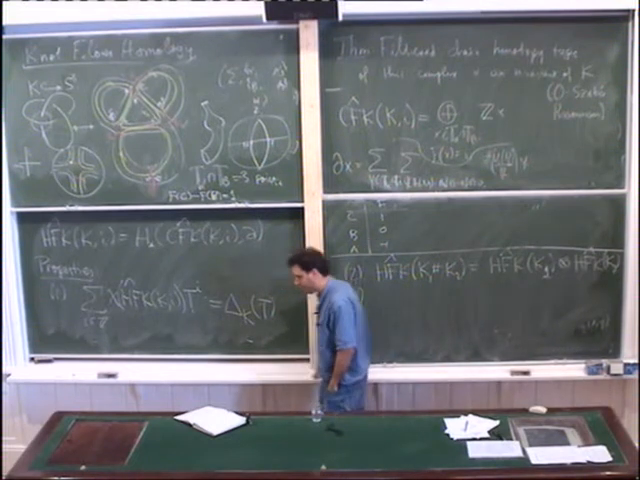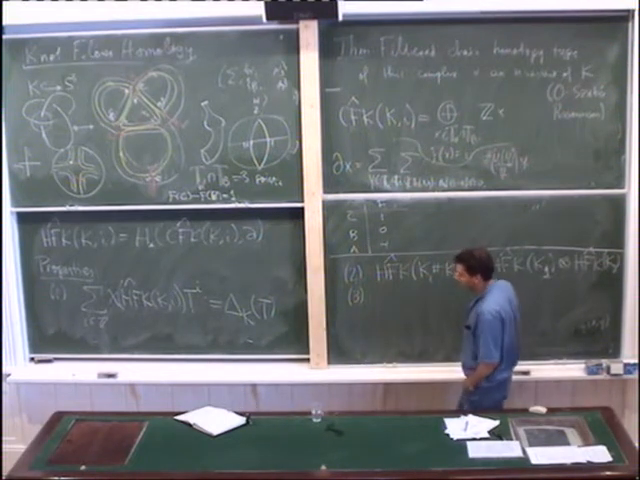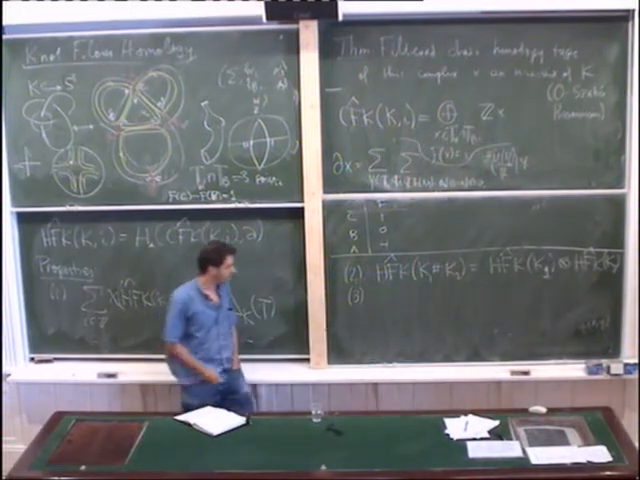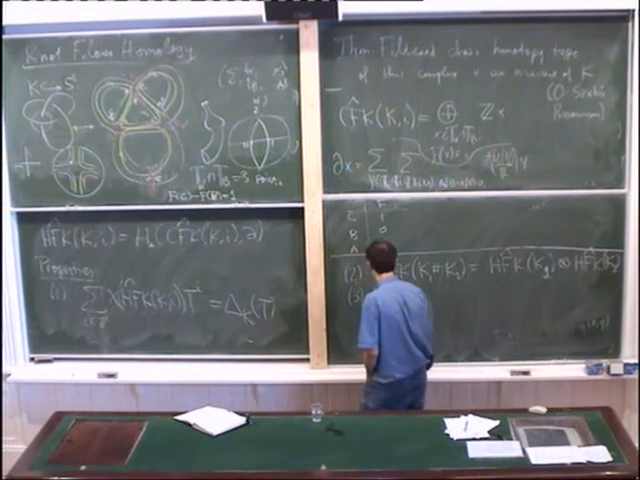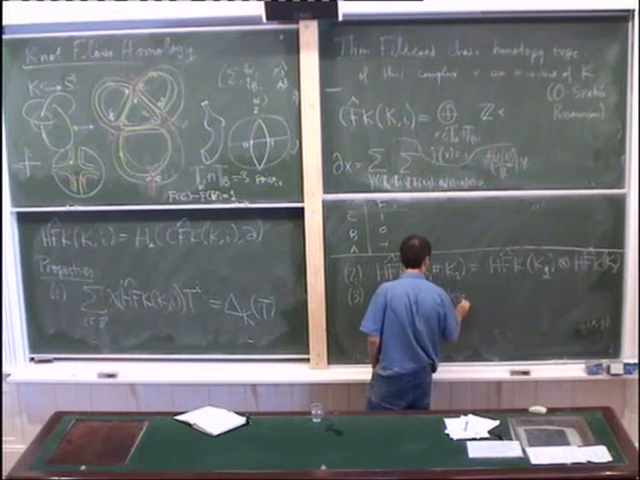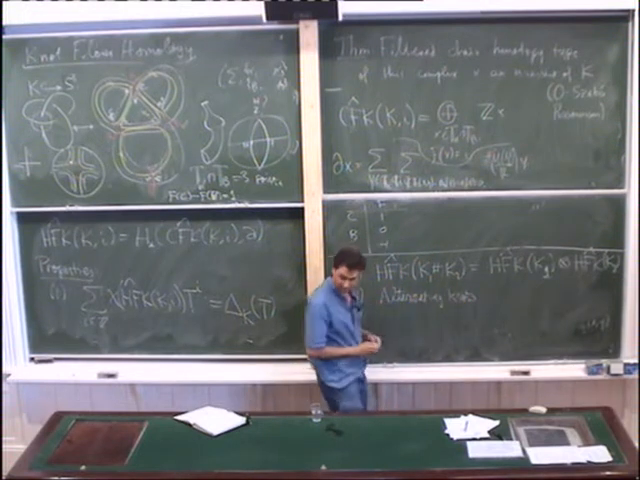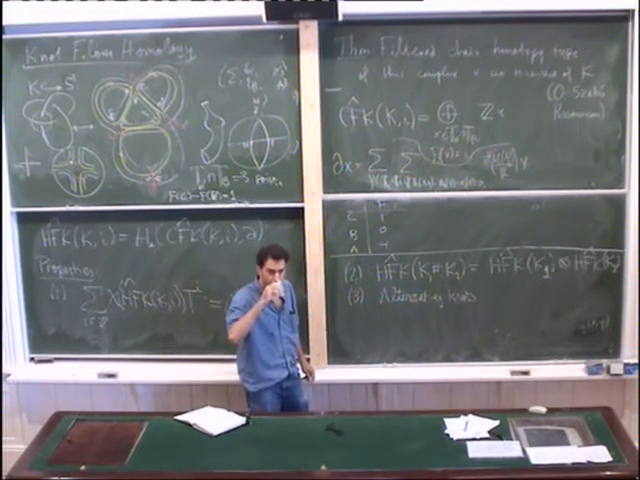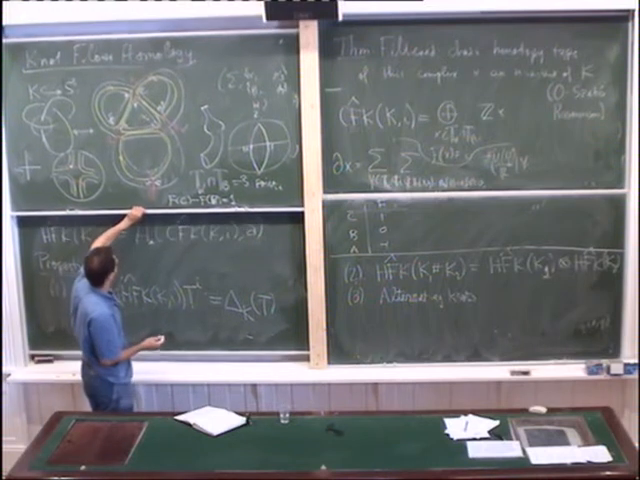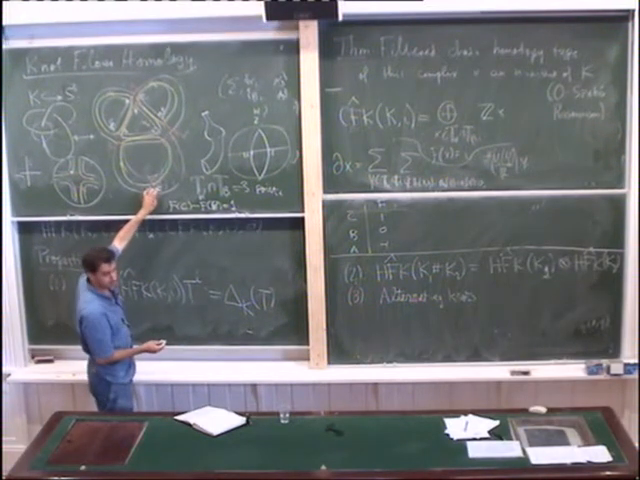The third property corresponds to the fact that the Alexander polynomial is multiplicative under the connected sum as well. The third property is that for alternating knots, yes? Yes. Is that the only domain then? Because we still need to get the regular Heegaard Floer homology of S3.